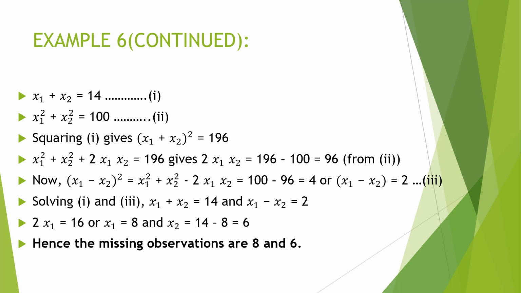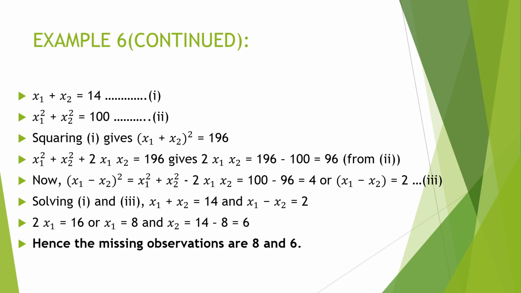So let us solve our two equations, x1 plus x2 is equal to 14 and x1 square plus x2 square is equal to 100, for getting the two unknowns x1 and x2. First thing is to square the first equation. So (x1 plus x2) whole square is equal to 14 square, which is 196. x1 square plus x2 square plus 2x1x2 is 196. In that, put x1 square plus x2 square as 100. So what do you get? 2x1x2 is equal to 96.